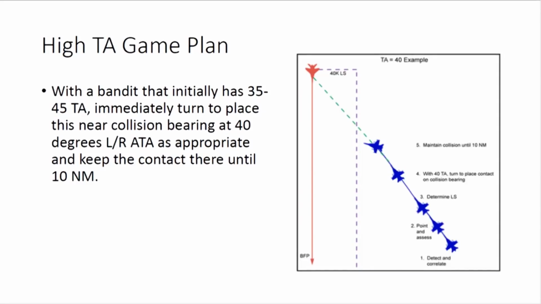Now let's talk about a high target aspect game plan. The high target aspect game plan begins with an initial target aspect between 35 and 45. You're already in the sweet spot with that sort of target aspect. So that one's very simple. All you do is immediately turn to your collision bearing, put the bandit at 40 degrees left or right angle off and just ride it there into 10 nautical miles. That's essentially my opening video, where we pretty much began with 40 degrees of target aspect.